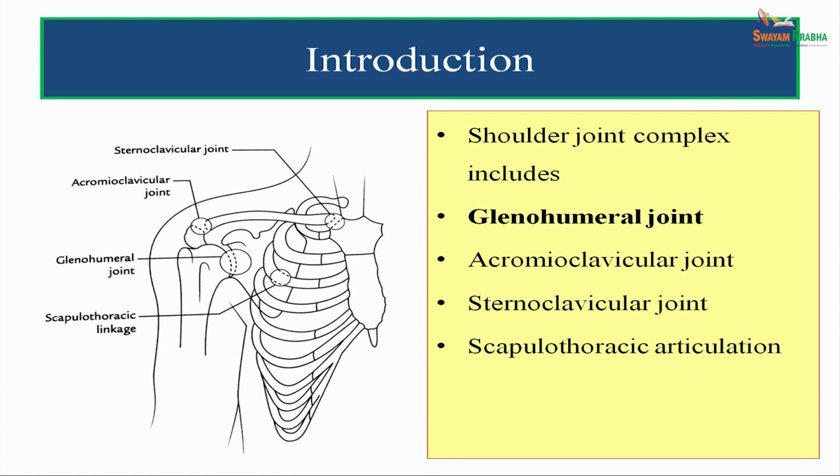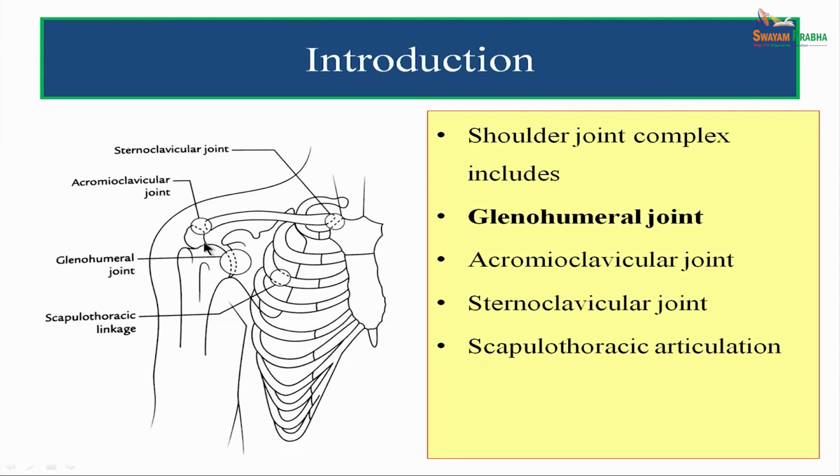Introduction to the shoulder joint. It's one of the most movable joints in the human body, and one of the most important joints as well. The shoulder joint is only a part of the shoulder joint complex. The shoulder joint complex includes the glenohumeral joint, which is the shoulder joint, the acromioclavicular joint, the sternoclavicular joint and the scapulothoracic articulation.